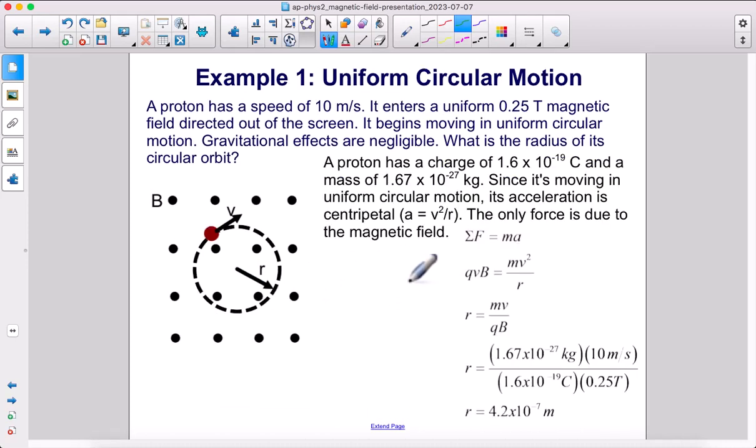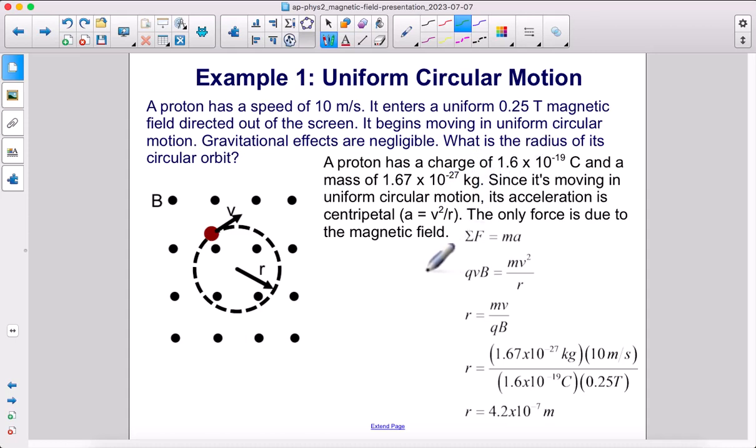All right, so a proton has a charge of 1.6 times 10 to the negative 19th coulombs because it has the same charge as an electron, but it's positive. And a proton has a mass of 1.67 times 10 to the negative 27th kilograms. Both of these values are listed as constants on the AP2 equation sheet.